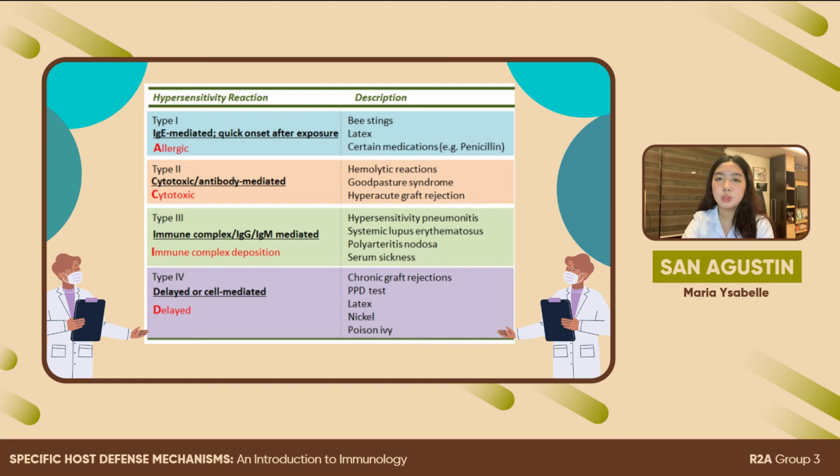So type 2 is the cytotoxic or antibody-mediated, like hemolytic reactions, Goodpasture syndrome, and hyperacute graft rejection. Type 3 is the immune complex or the IgG and IgM mediated. This is the hypersensitivity pneumonitis, systemic lupus erythematosus, and the serum sickness. The last one is type 4, which is delayed or cell-mediated, which is the chronic graft rejections, PPD test, latex and nickel, and poison ivy.